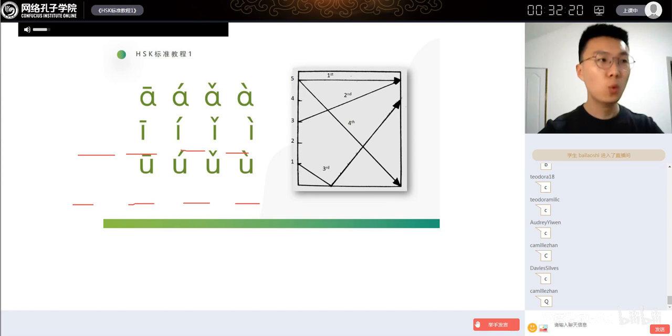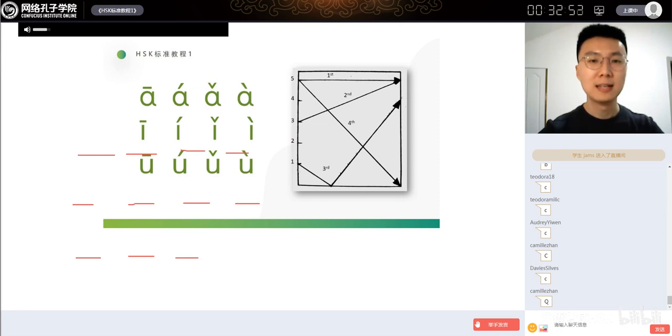Let's try U. First one, first tone. 一声, first tone. U, U, U. 二声, second tone. U, U, U.